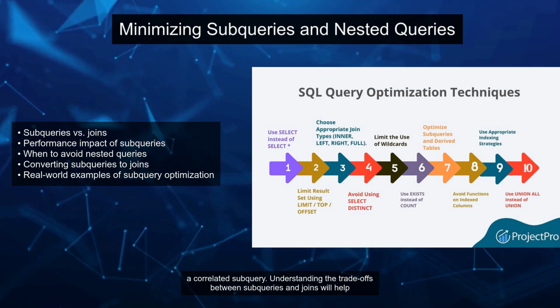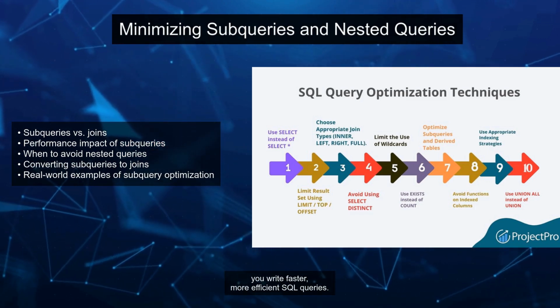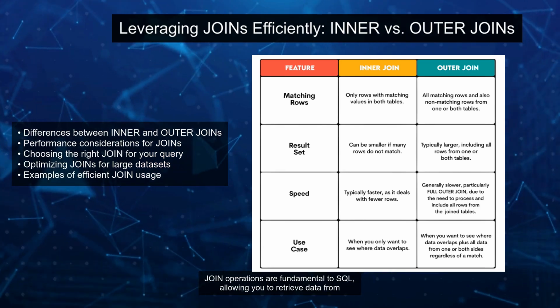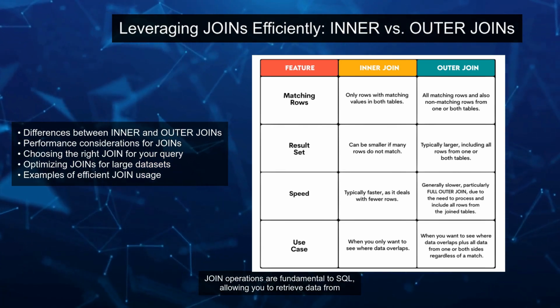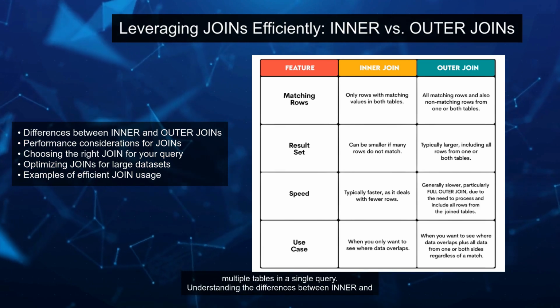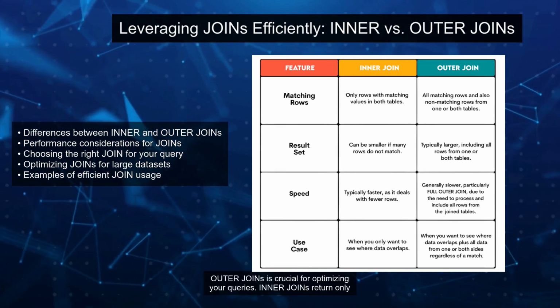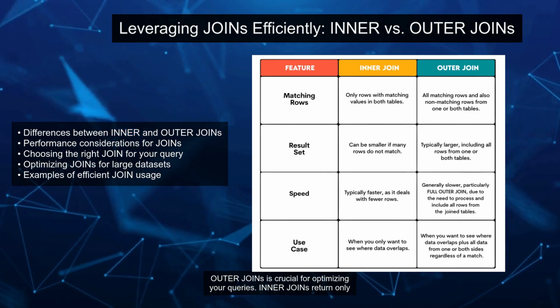Understanding the trade-offs between subqueries and joins will help you write faster, more efficient SQL queries. Join operations are fundamental to SQL, allowing you to retrieve data from multiple tables in a single query. Understanding the differences between inner and outer joins is crucial for optimizing your queries.